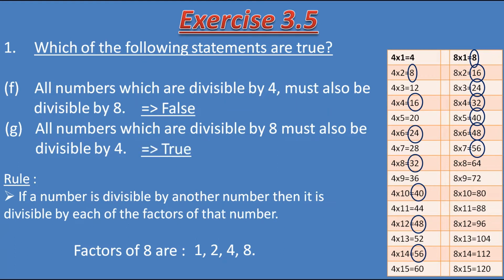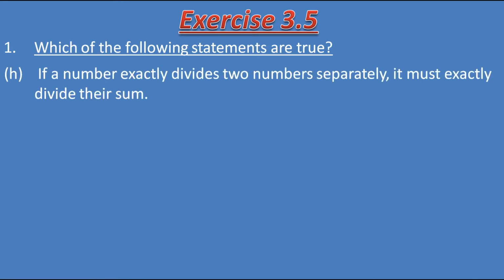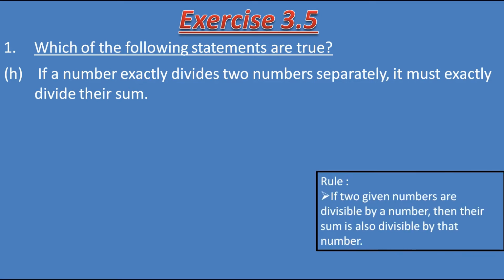Now let's move to the next statement, that is, if a number exactly divides two numbers separately, it must exactly divide their sum. For this we have a rule that if two given numbers are divisible by a number, then their sum is also divisible by that number. So this statement is true. As per this rule, this statement is true.